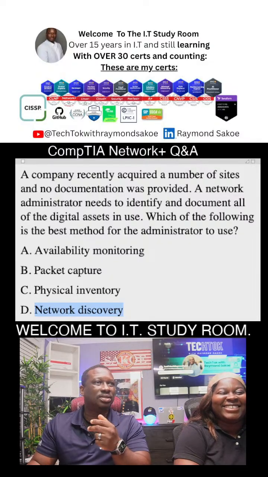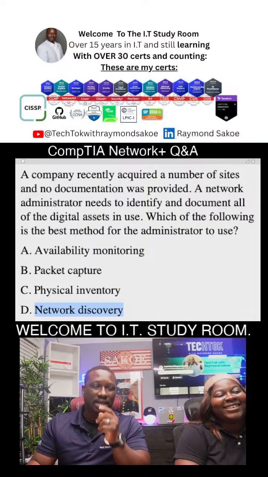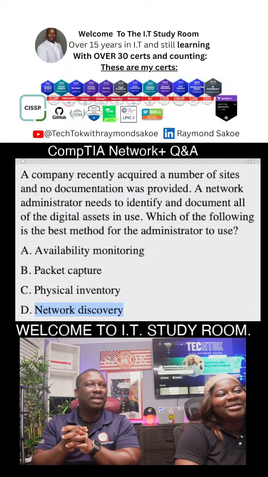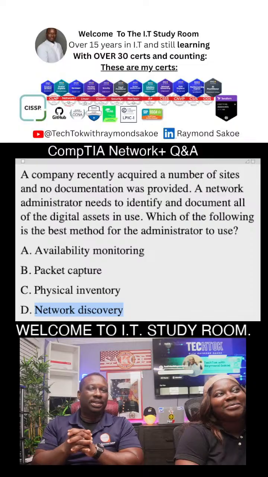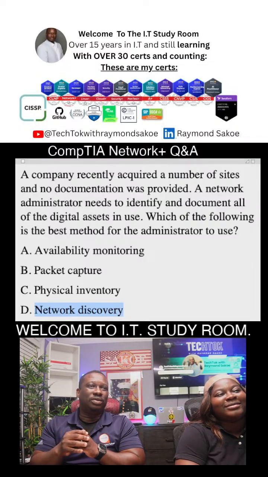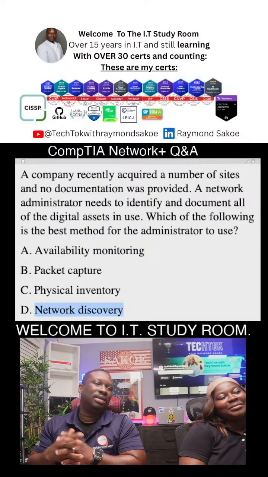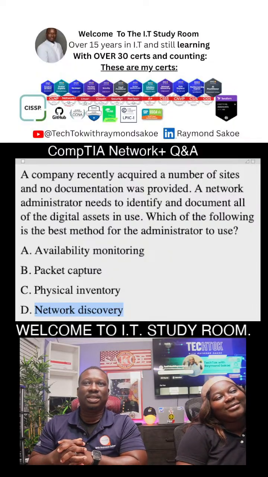There are other tools that you can use, right? A simple example is Nmap, right? So you type nmap and then add the IP address or the subnet, and it is going to scan the entire network and give you the live devices that are on the network.